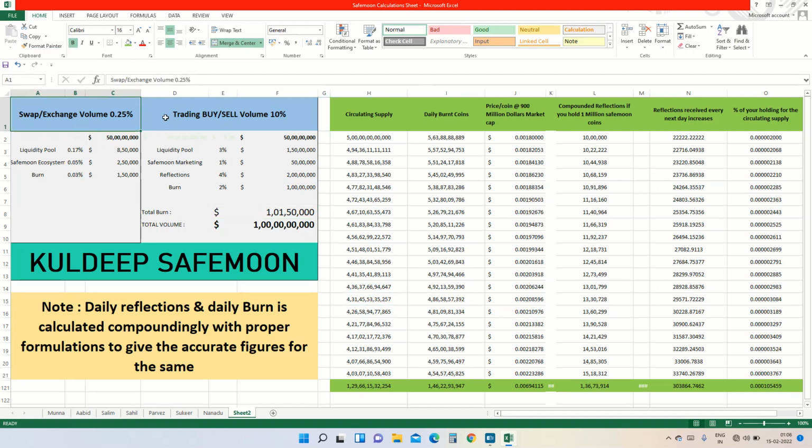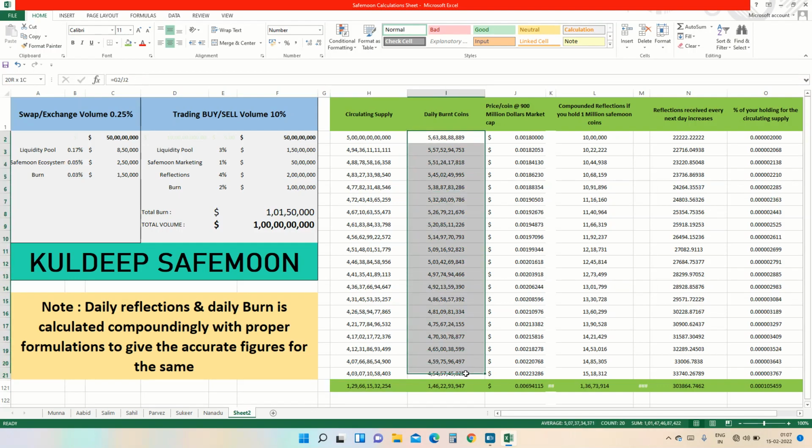So accordingly, you can see after 120 days, if we have 50-50 from both the sections, swap and exchange and trading, see how it manipulates over here. We start with a circulating supply of 500 billion tokens. After 120 days, we end up having 129 billion tokens. Look at the figures. Daily burning coins, we start with 5.63 billion. We end up having 1.46 billion. Daily burning coins decrease. It's obvious. It's the reverse compounding effect playing over here.